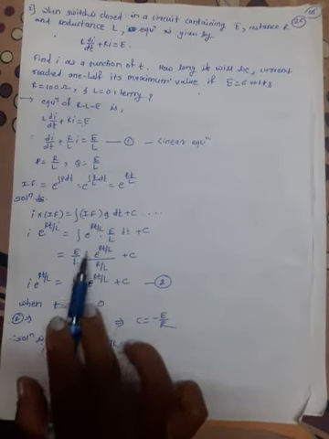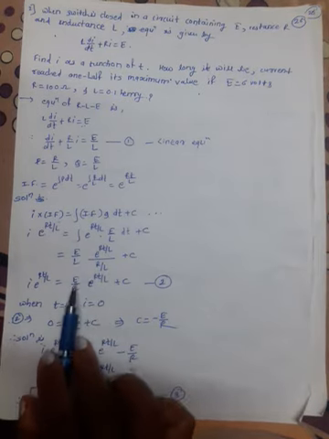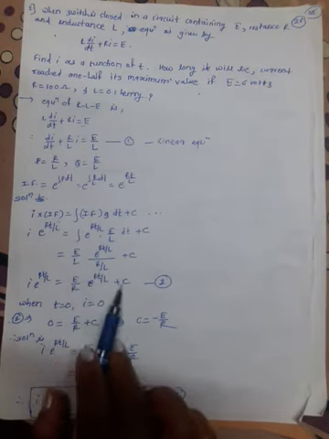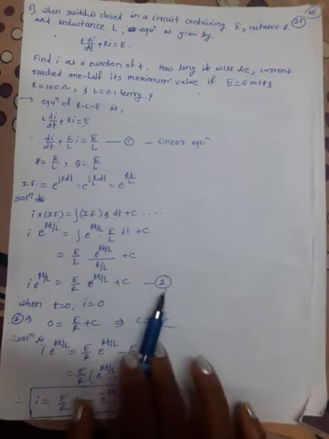Now this L and this L go to the numerator and cancel with this E. We get E upon R e raised to Rt upon L plus C. This is the theoretical solution. Call this equation number 2.